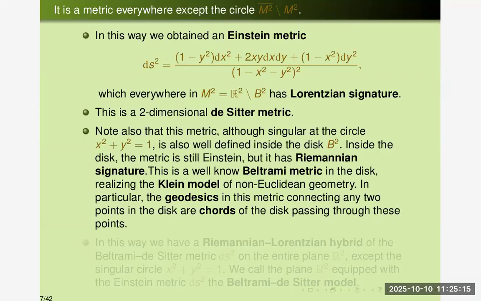As I said, in particular, the geodesics in this metric connecting any 2 points in the disk are chords of the disk passing through these points.